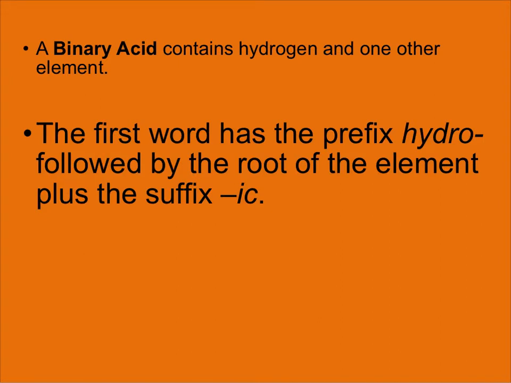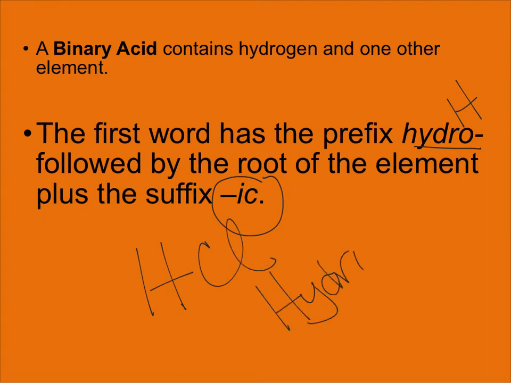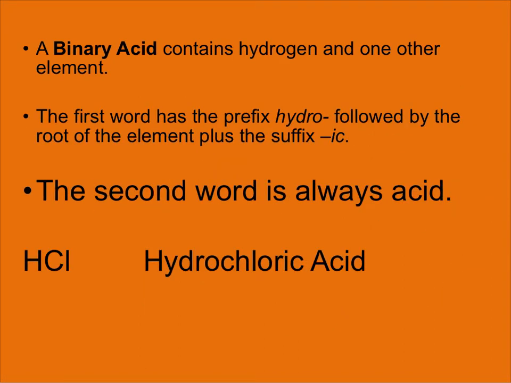The first word when you're naming binary acids has the prefix hydro, meaning hydrogen, and that's followed by the root of the element plus the suffix ic. So HCl we would call hydro, and then chlorine we would say chloric, and then we add the word acid. So the second word is always acid. So HCl: hydro, because of the hydrogen, chloric, we add the IC ending, and then acid.